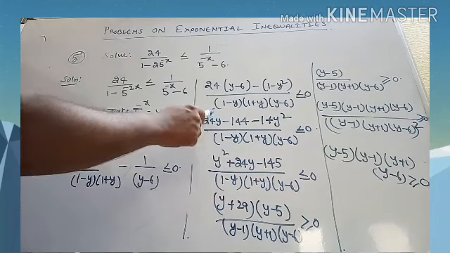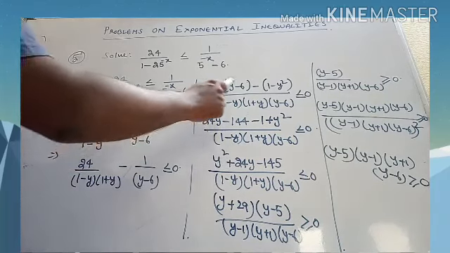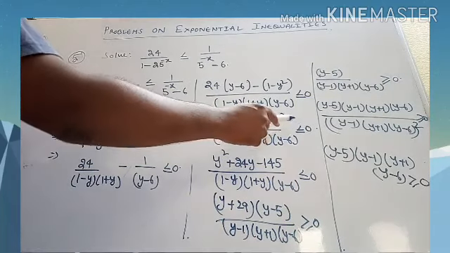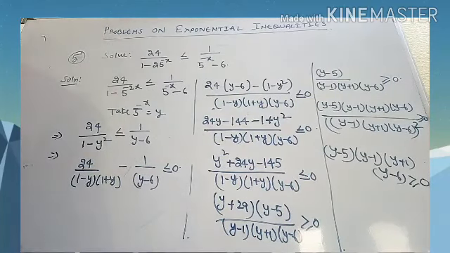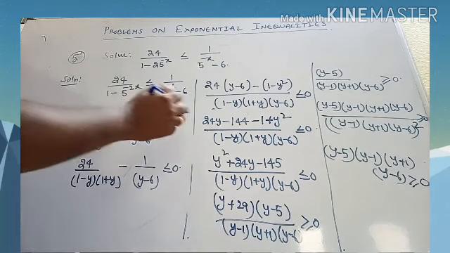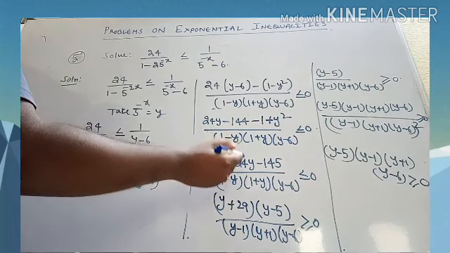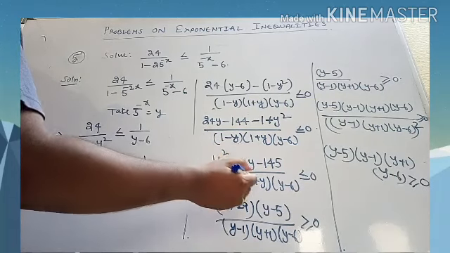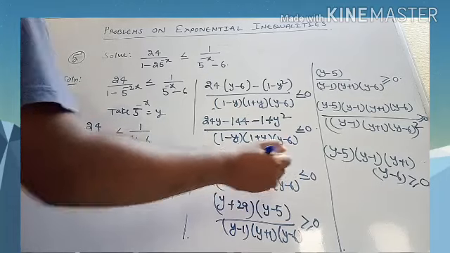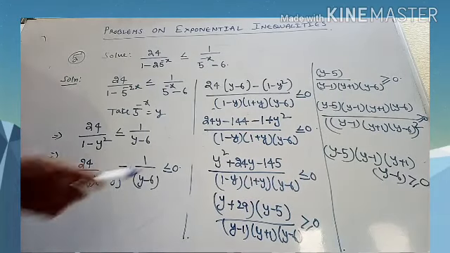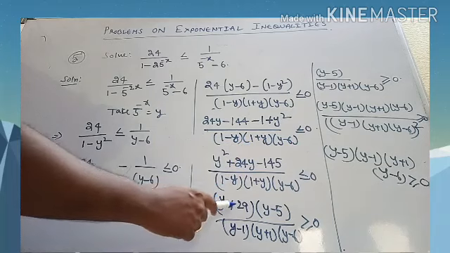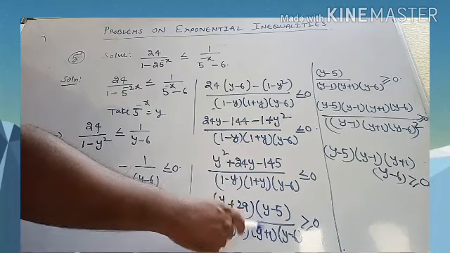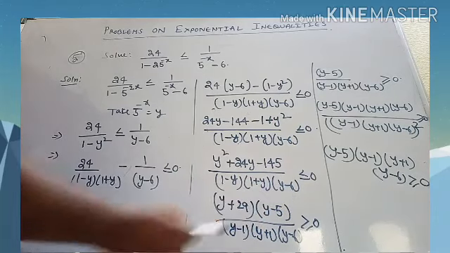Now this one we have 24y minus 24 into 6, that is 144, minus 1 plus y square, lesser than or equal to 0. Now this is nothing but (y square plus 24y minus 145) by (1 minus y) into (1 plus y) into (y minus 6) lesser than or equal to 0. Right? And the factorization of the numerator becomes (y plus 29) into (y minus 5) by (y minus 1) into (y plus 1) into (y minus 6) greater than or equal to 0.